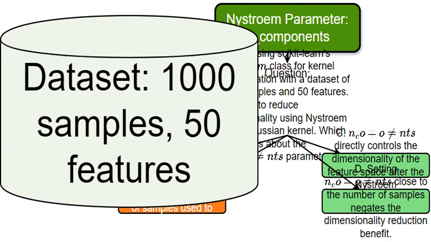I have a dataset with 1,000 data points. Each data point has 50 features, which represent individual aspects of each point. Think of it as a table with 1,000 rows and 50 columns.